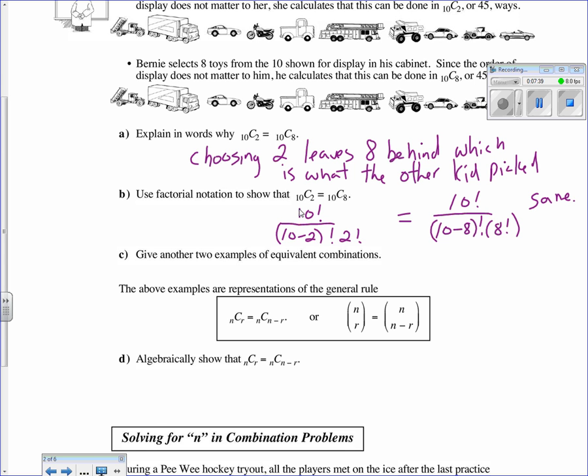And there is a general rule for that. Remember, this notation is a slightly different way of writing the combination statement. nCr can be written as a fraction, n factorial over (n minus r) factorial times r factorial. But n choose r is the same as n choose n minus r. And we'll have some opportunity to play around with that.